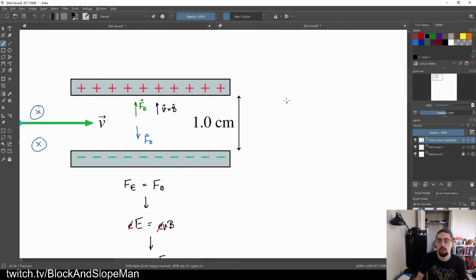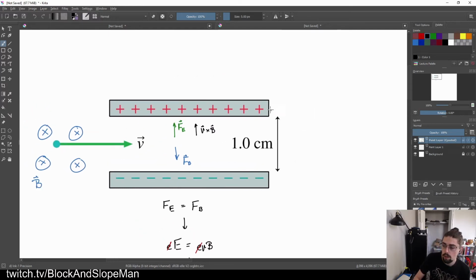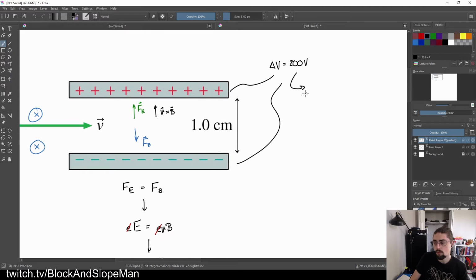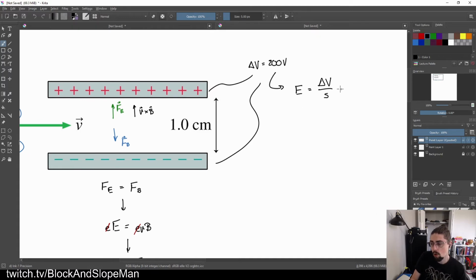And that should hopefully be a pretty quick thing because we know that between these two plates is a potential difference of 200 volts. And because we know that between a parallel plate capacitor, we have a uniform electric field and a constantly changing, a linear potential gradient, that says that E must be equal to delta V divided by the separation between the two plates. 200 divided by 0.01 is 20,000 volts per meter.